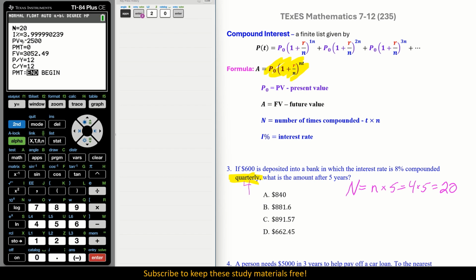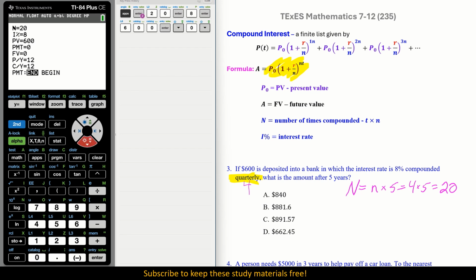And then we go down to interest. You do not change it to a decimal. You just type it in as you see it, 8%. Now, we go down to our present value. PV means where we started with. That would be our initial deposit, which is 600. Enter. We don't have any payments going in or out in between, so we just leave that as 0. For a lot of questions, that'll be left at 0. Future value is what we're looking for. Temporarily put a 0 in there, that's a placeholder.